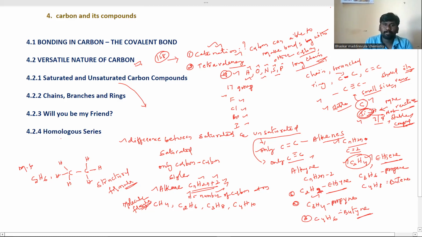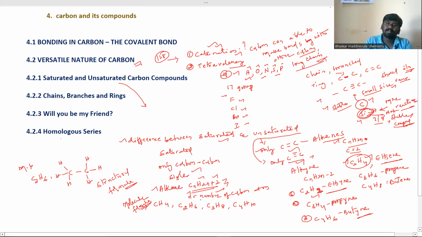Sometimes they may also ask for differences. Just to write the differences: a saturated carbon compound contains only carbon-carbon single bonds. Unsaturated carbon compounds contain either carbon-carbon double bonds or triple bonds. We will give some examples here.